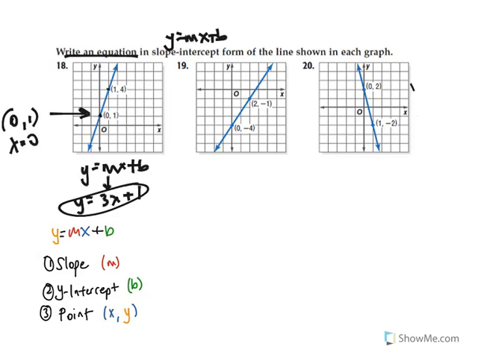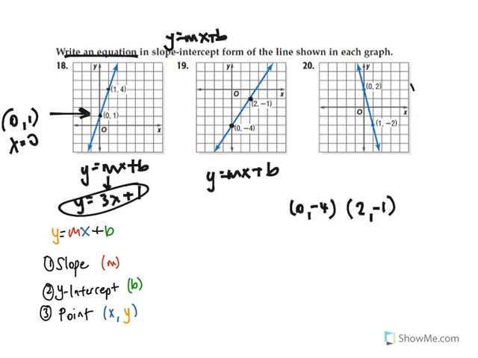So on the second one here, they give us 2 points again. We know the slope-intercept form of the equation of a line is y equals mx plus b, so that's where we'll start. So if I look at the graph, they give me this point here, which is (0, -4), and they give me this point here, which is (2, -1). I'm definitely going to use these points to write my equation.